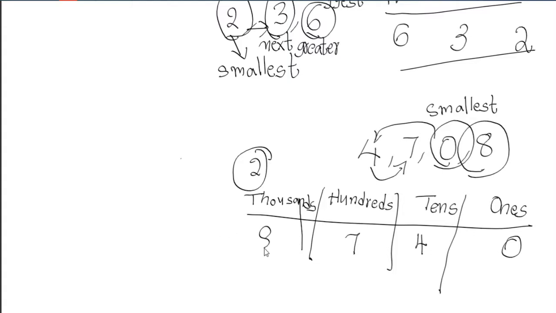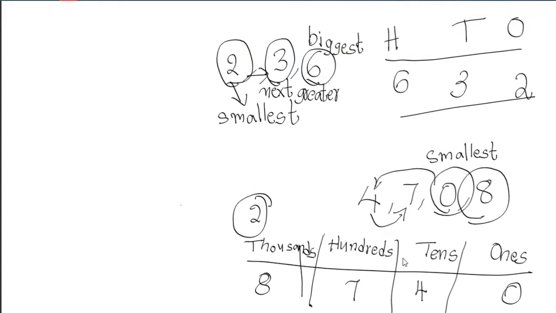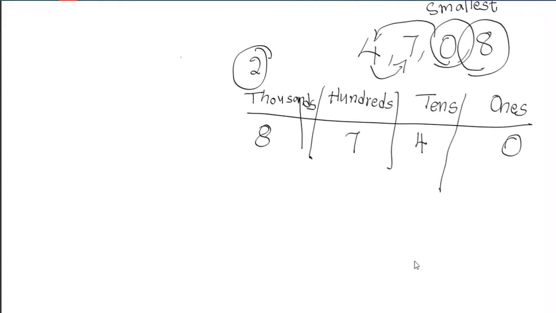So what is this number, children? 8740. By using these 4 digits, 4708, we can create the greatest number. What is that greatest number? 8740. Okay children, let's move on to another example.